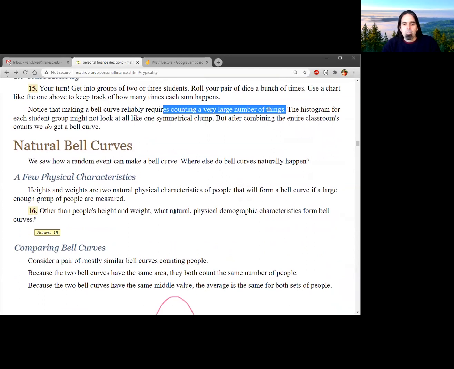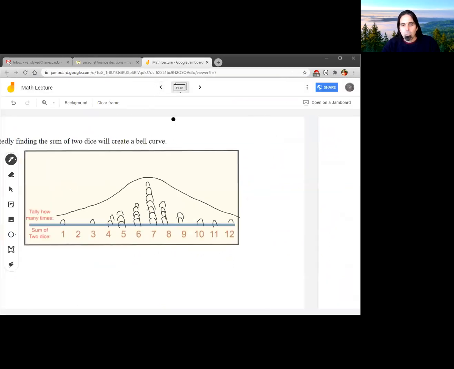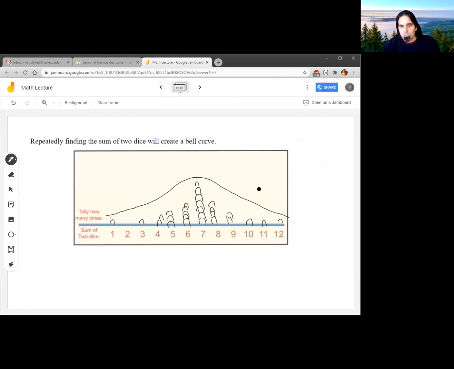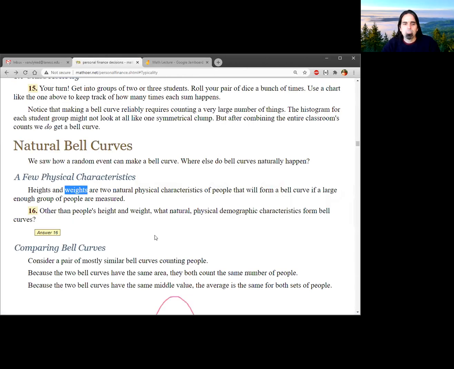So random events can make a bell curve. Heights make a bell curve. Weights make a bell curve. Those are just ways that characteristics of people tend to be like this. A bunch of people are in the middle. An equal number of people are above or below that most common value. And the number of giants and dwarves are quite a bit smaller than the number of people that are slightly above or below what's most common.